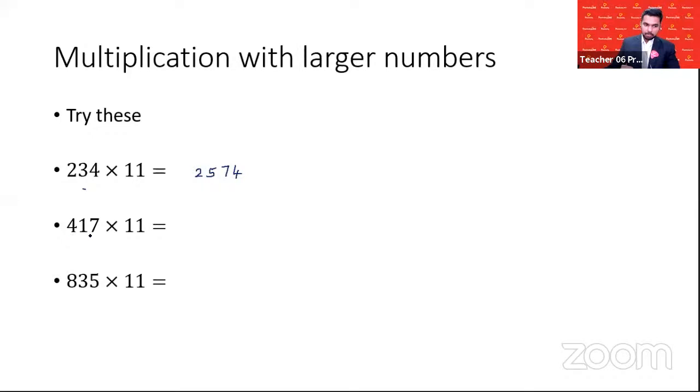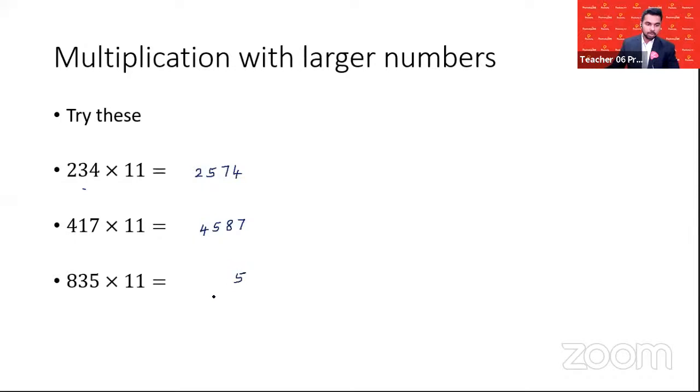Let's do this example, 417 times 11. You can start from the last digit, which is put as it is, 7. Then you do 7 plus 1, which is 8. Then you do 1 plus 4, which is 5. And then put the first digit, which is 4.